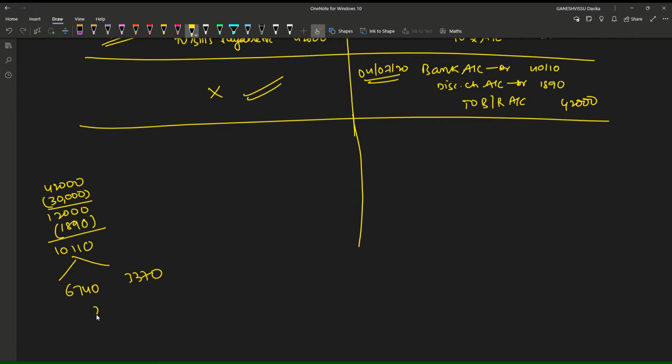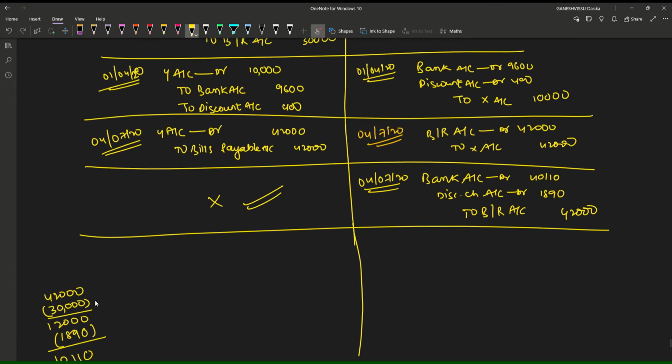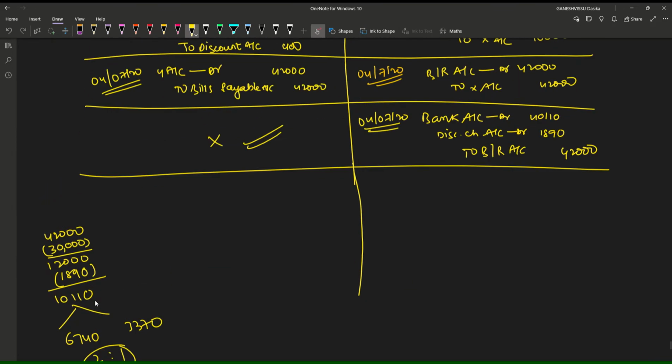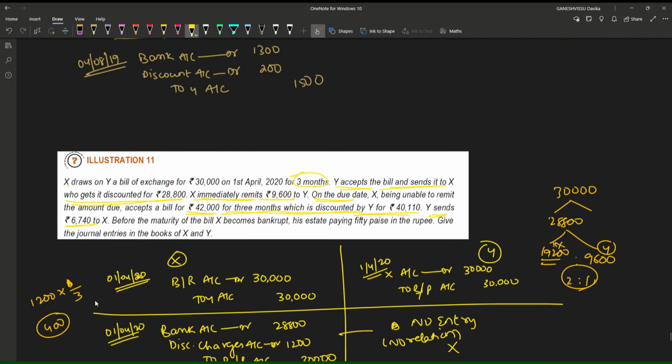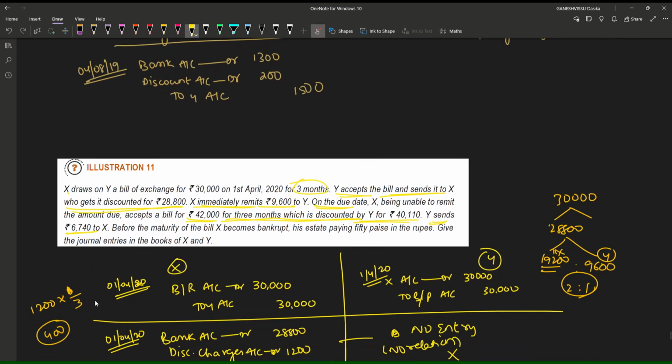Okay, and the ratio would be the same, 2:1 only, we can say. That means the ratio has not been changed here. We can now distribute the same amount in the same ratio. What is Y doing? Y has sent rupees 6,740 to X.